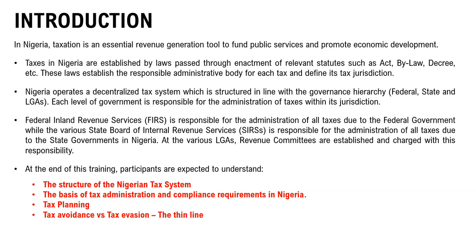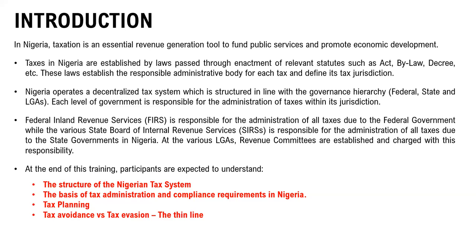We know that taxes are passed by laws, through bylaws, decrees, and the like. Also, Nigeria operates a decentralized tax system. What does this mean? We have the federal, state, and the LGA. Each of these tiers of government collects its own tax. At the end of today, we'll know the taxes that federal, state, and local governments collect. The Federal Inland Revenue Service is responsible for the administration of taxes due to the federal government, while the state is responsible for anything relating to the state government. Then LGAs, anything at the local government level, your council level, and the like.